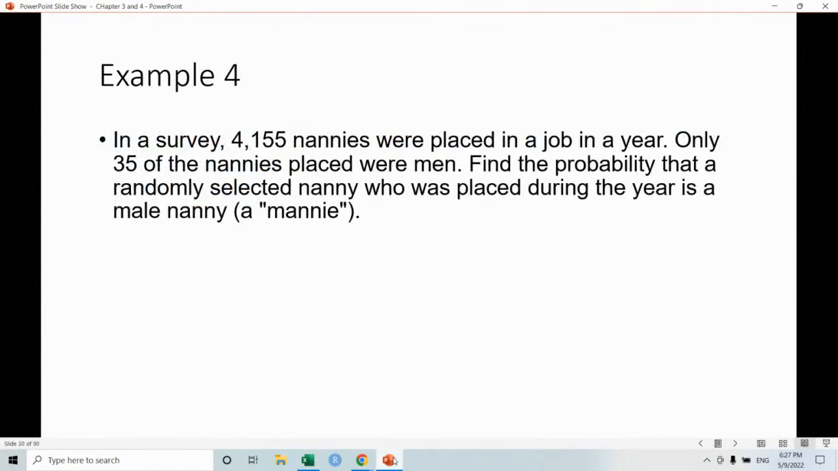So, in example 4, in a survey, 4,155 nannies were placed in a job in a year. Only 35 of those nannies placed were men. So find the probability that a randomly selected nanny who was placed during the year is a male nanny. So how do we do that?